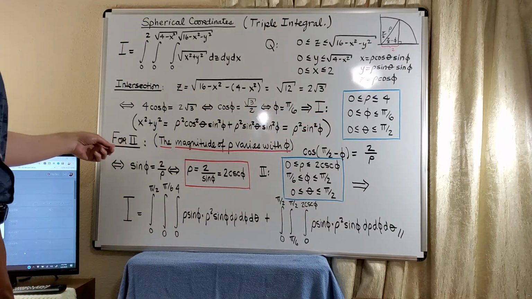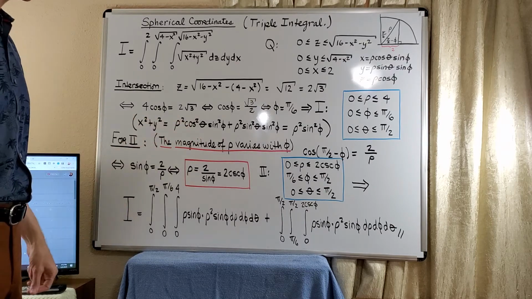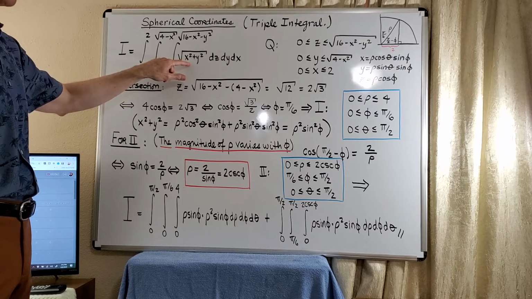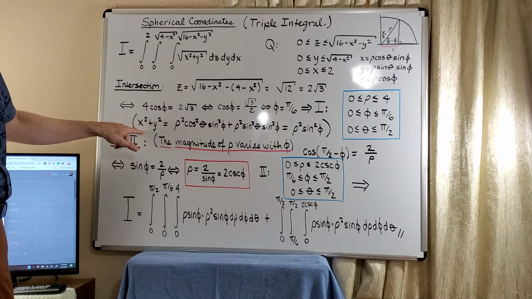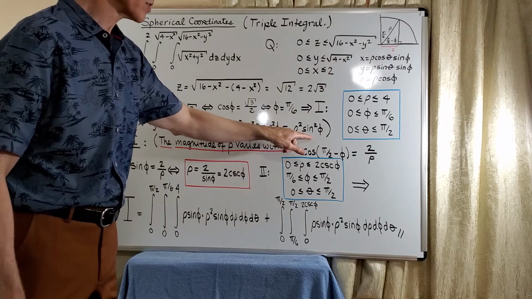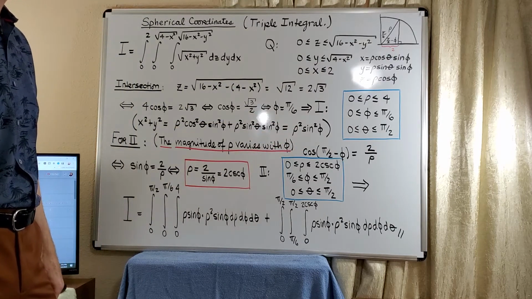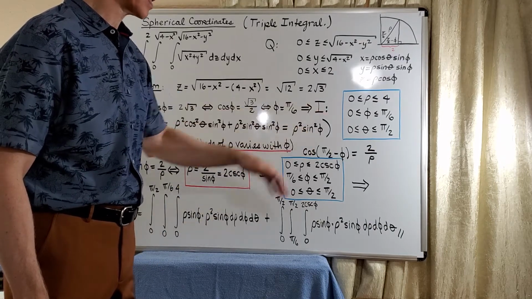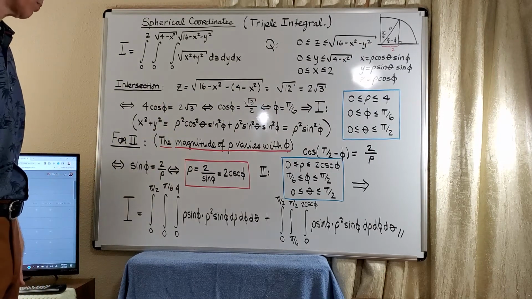Now, as I said before, for part 2, the magnitude of rho varies with phi. And just as a little side calculation, you know you have the square root of x squared plus y squared. So I went ahead and computed x squared plus y squared using these formulas, and you just get rho squared sine squared phi. And of course, when you take the square root, you get rho sine phi, with the absolute values, but everything's non-negative in the ranges that we're working with.